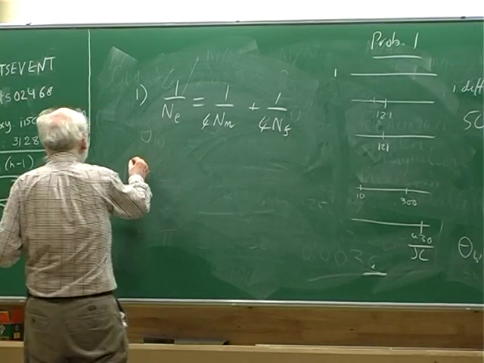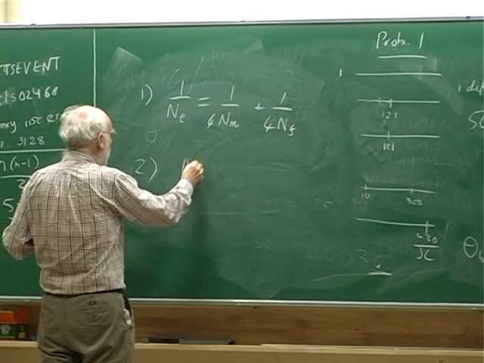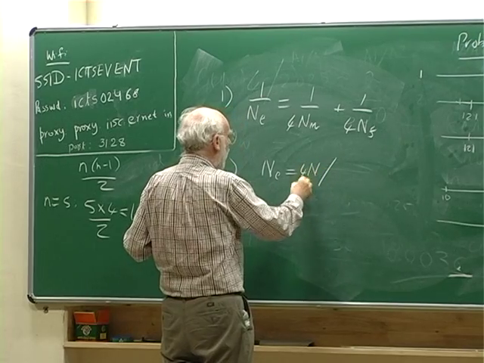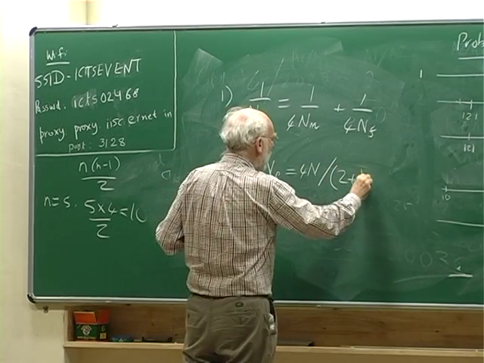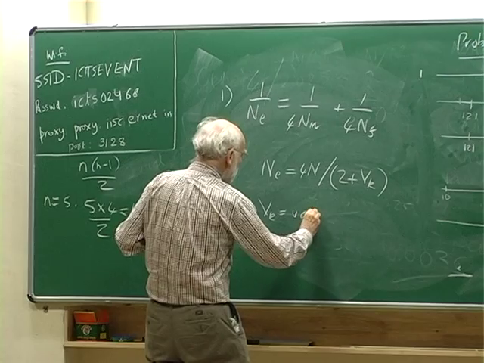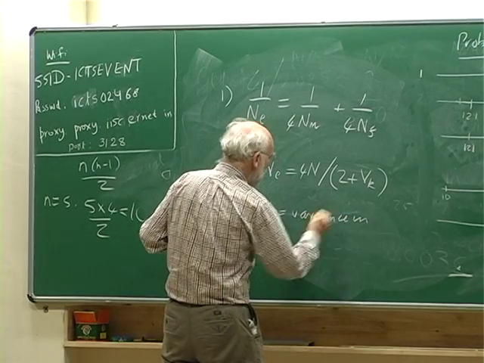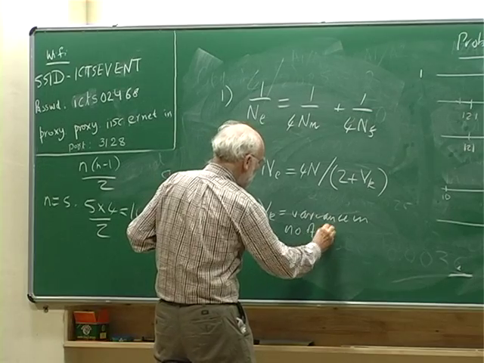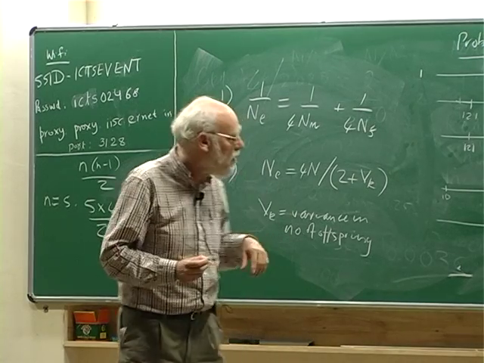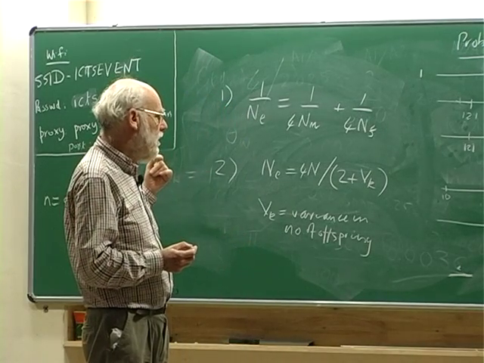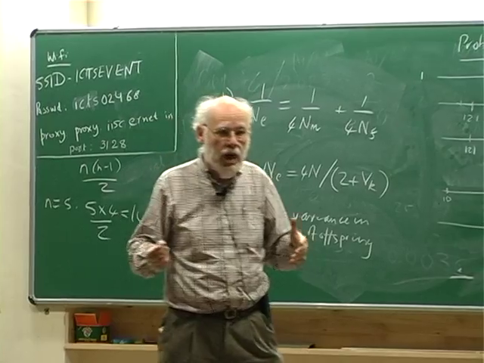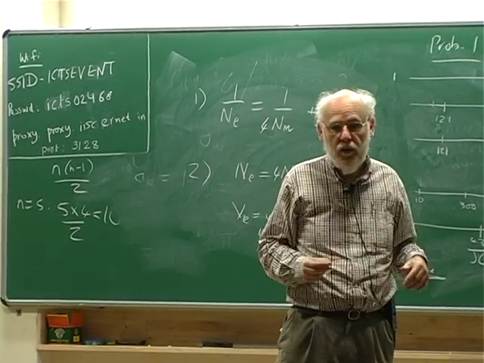And then the second part of the problem is you want to use the formula NE is equal to 4N over 2 plus the variance in the number of offspring. So the second part of the problem is when there's non-Poisson offspring distribution, and there's a huge difference. The variance is 10 rather than 2. So I'll give you about 10 minutes, and then I'll come back and discuss the answer to the problem. Okay?